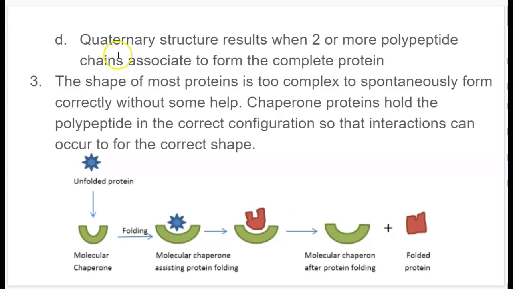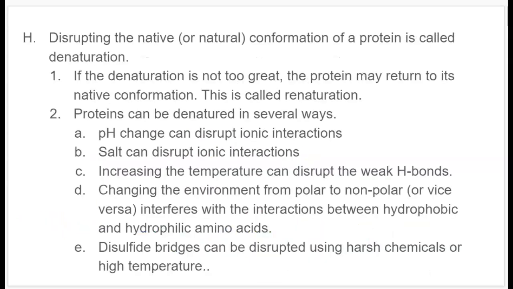All right, again, quaternary structure: 2 or more polypeptide chains are now linked together to form that completed protein. Now sometimes the shape of proteins is way too complex and it needs some help, so it's not going to form completely by itself. It gets the help of something called a chaperone protein. The chaperone proteins hold that polypeptide in the correct shape, so that the chemical bonds can happen in order for the correct shape to eventually form.